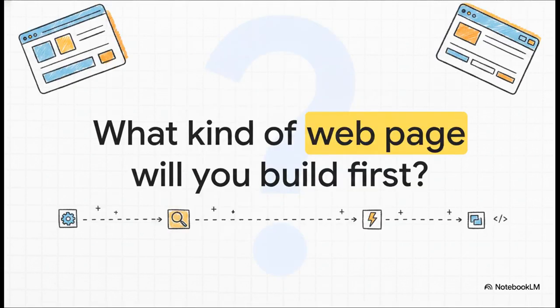Now that you have these incredibly powerful HTML tools in your kit, what kind of web page are you going to build first? The foundation is entirely yours to shape. So take these superpowers, experiment with them safely in your code editor, and start building something amazing. Attributes truly are the invisible engine behind the interactive and visual web we navigate every single day.